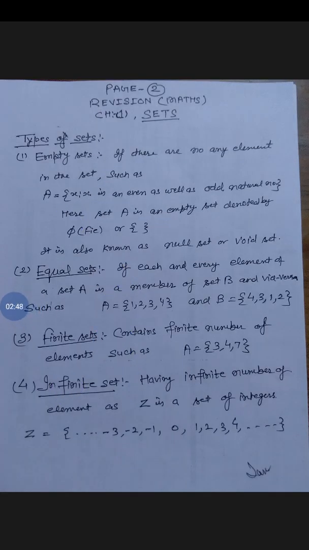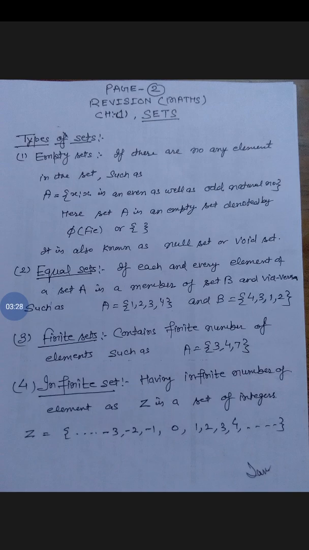Now come to the next topic, that is types of sets. Empty set: if there is no element in the set. Suppose you are taking a set A written in set builder form, x such that x is an even as well as odd natural number. You very well know there is no number which is even as well as odd. So here set A is an empty set. It can be written by phi or empty braces. This empty set can also be known as null set or void set.